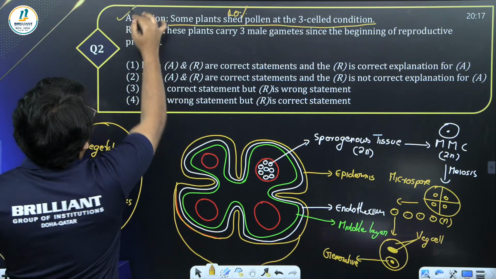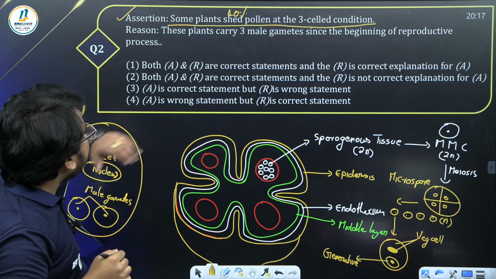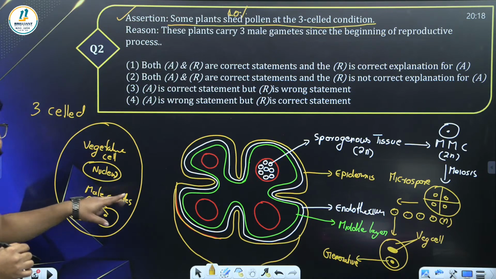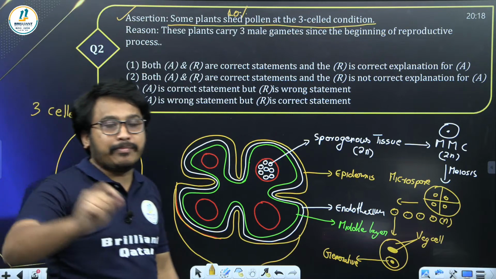So the assertion is correct. Now about the reason. These plants carry 3 male gametes. You can see it's not 3 male gametes, it is only 2 male gametes.